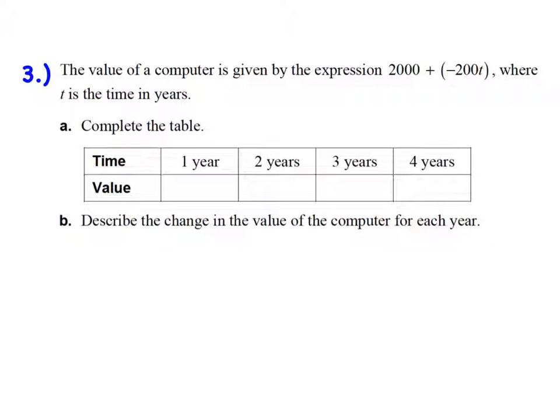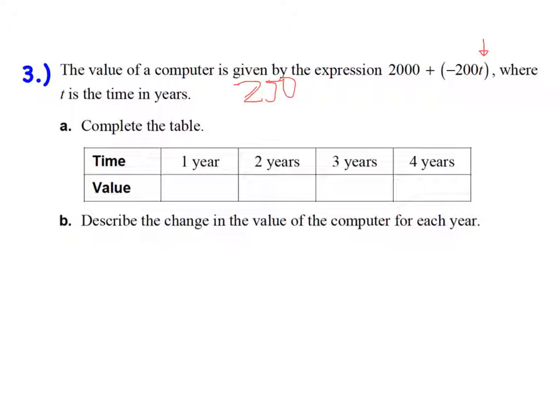This is a challenge problem. It says the value of a computer is given by the expression 2,000 plus negative 200t, where t is the time in years. So first it says to complete the table. We can evaluate the expression by plugging in the number of years in for t. So let's try it with year 1.